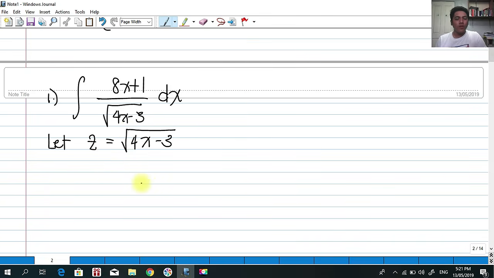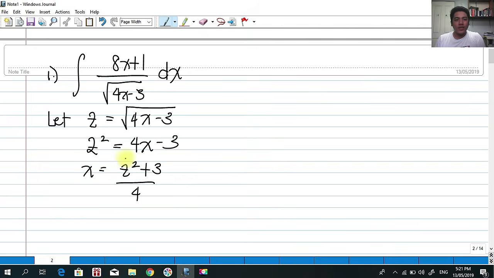Okay? And what we are going to do is express this equation in terms of x. So what we are going to do is simply square both sides. We have z squared equals 4x minus 3. Getting x is simply z squared plus 3 over 4.